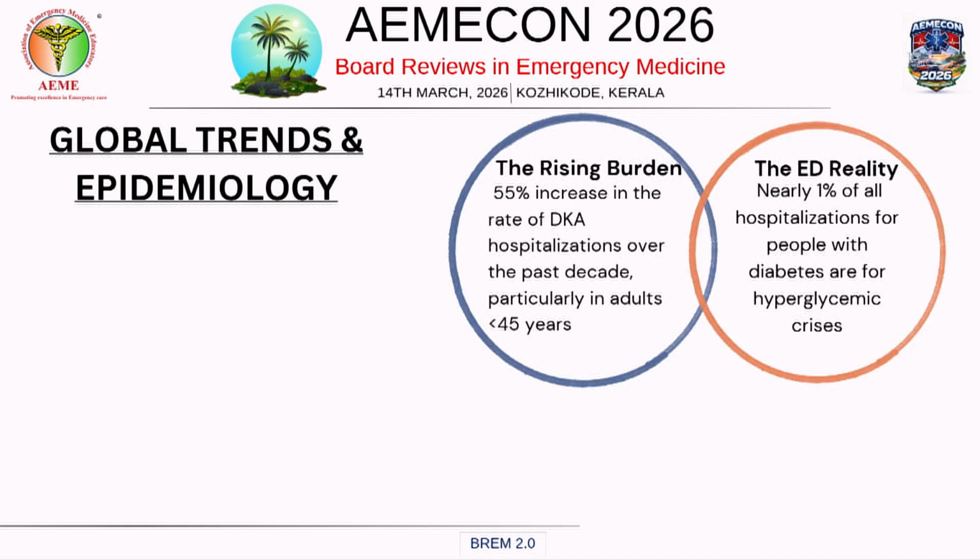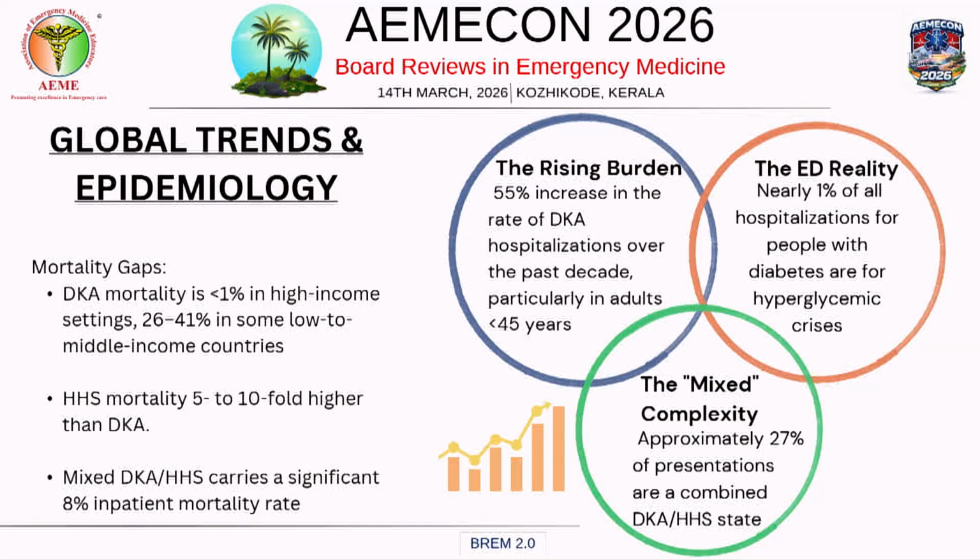There's a rising burden, that is around 55% increase in the rate of DKA hospitalizations in the past decade, and this was particularly more common in adults who are less than 45 years of age. The ED reality is that around 1% of the hospitalizations for diabetic patients are for hyperglycemic emergencies. And around 27% of the patients have a combined presentation, that is a DKA plus HHS state. The mortality associated with DKA is less than 1% in high income countries, but it rises up to around 41% in low and middle income countries, and in HHS, it is around 5 to 10% for higher mortality.